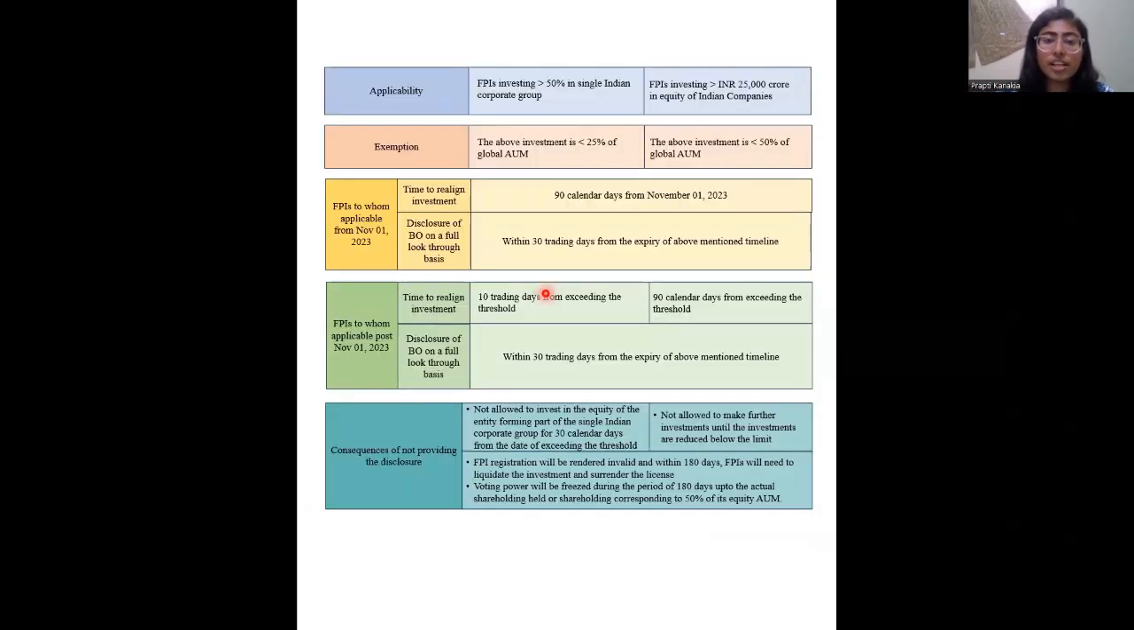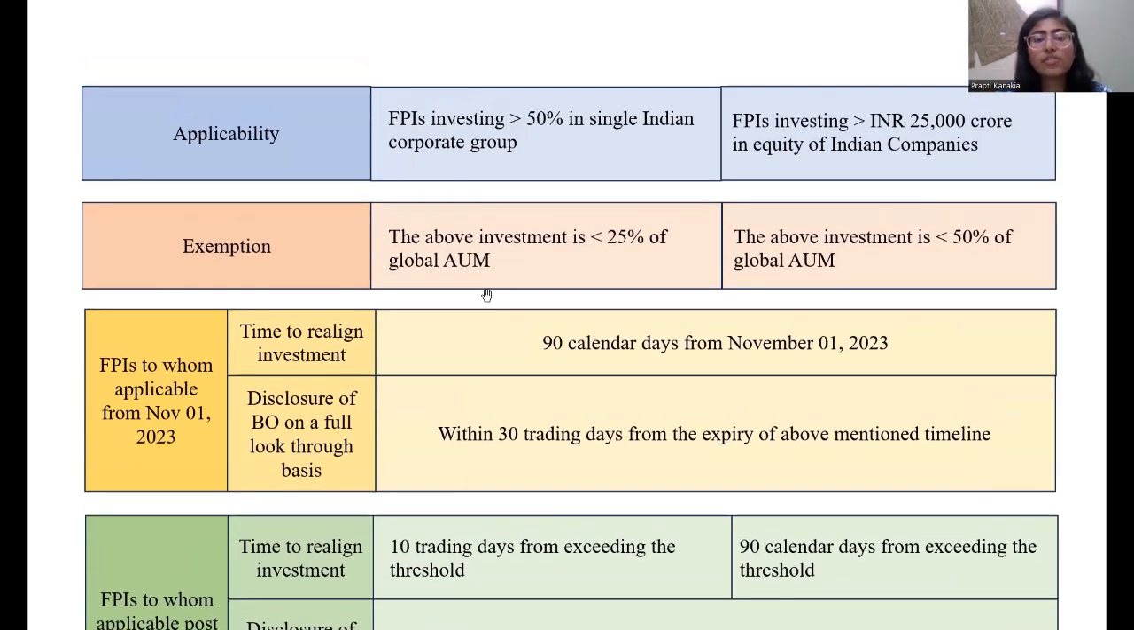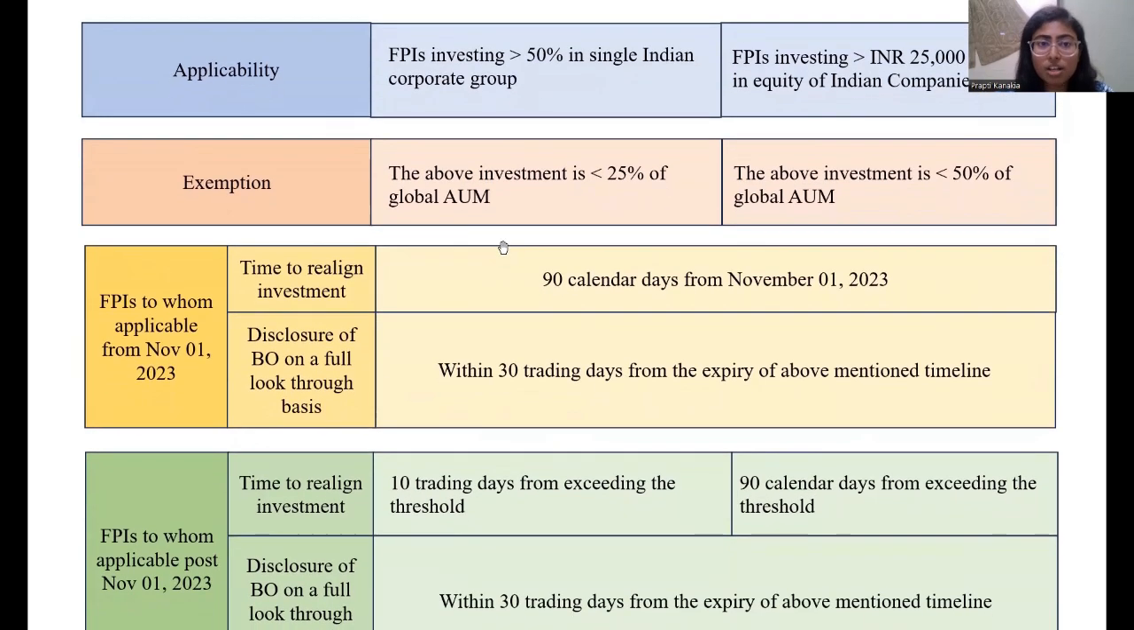So now if any of the FPIs have investments more than the prescribed limit, in that case, they will be required to provide the disclosure. So the FPIs who are covered under the circular as on 1st of November are given a timeline of 90 calendar days to realign their investment. That is, to bring down their investment below these prescribed thresholds.